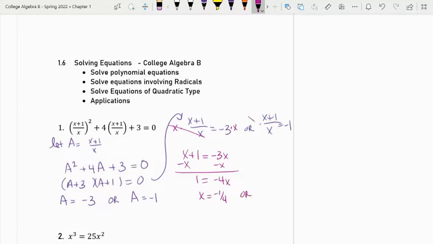Or multiply by x here. So I get x plus 1 equals negative 1x. Subtract x on both sides. So 1 equals negative 2x, which means x equals negative 1/2.